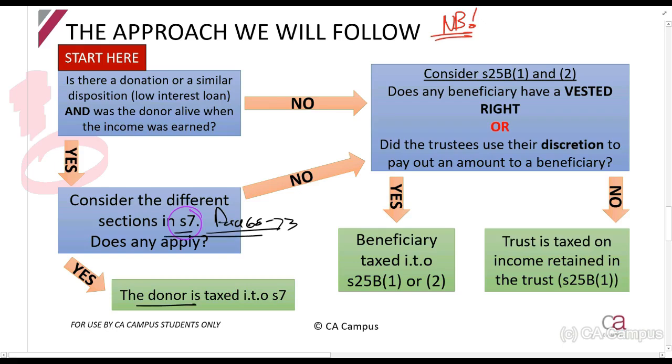If the special sections do not apply, then we will go back to section 25B. We'll ask the same question. Does someone have a vested right? Was it paid out? And that person is taxed. If it was not paid out, then the trust is taxed if none of the section 7s apply. Very, very important that you see that.